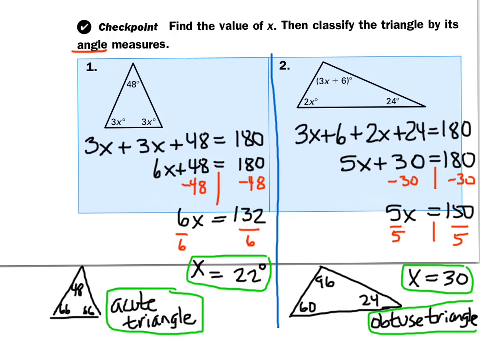And now plug the 30 back in for x. So the 2x becomes 2 times 30, which is 60. The 3x plus 6 becomes 96, and then we bring down the 24. Now this time, look at the largest angle. Do you see how that's 96? Well, since it's larger than 90 degrees, this is an obtuse triangle.